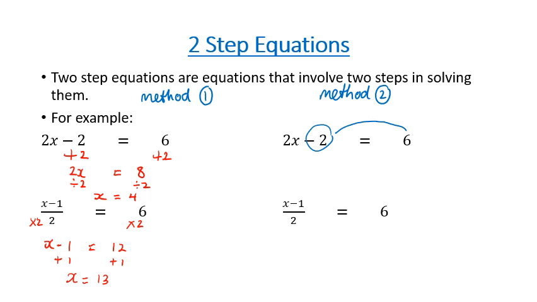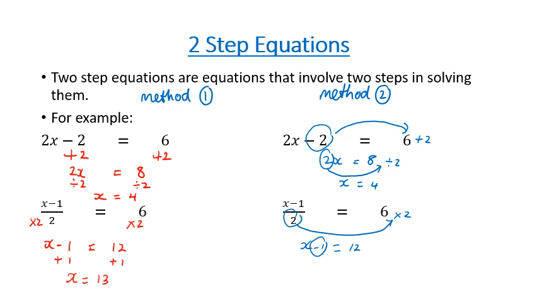Now I'll do it with method 2. The negative 2 comes across, becomes a plus 2. That leaves me with 2x equaling 8. This 2, which is multiplied by 2, becomes over and becomes divided by 2. X therefore equals 4. This 2, which is a divide by 2, comes over and becomes times 2. So I end up with x take 1 equals 12. This negative 1 comes over and becomes a plus 1. X therefore equals 13.